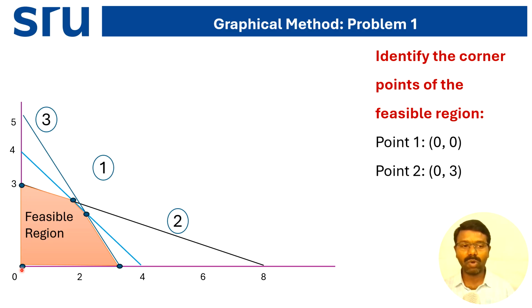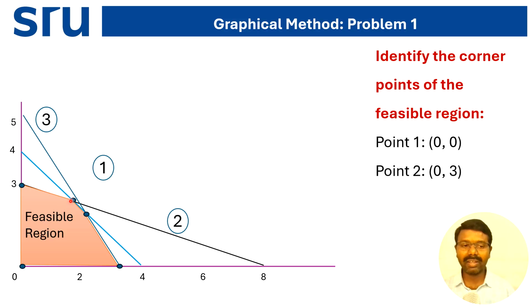The first point is 0 comma 0, and the second point is where it intersects at 0 comma 3. This is the second point, and the third point is this, the fourth point is this, and the fifth point is this. These are the 5 corner points of the feasible region. So I identified 2 points, and this is the third point.